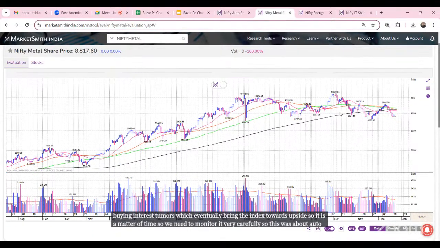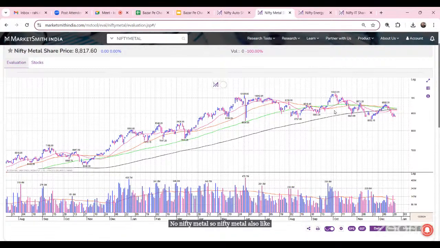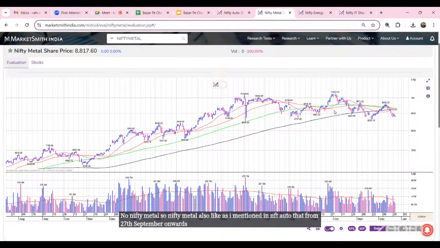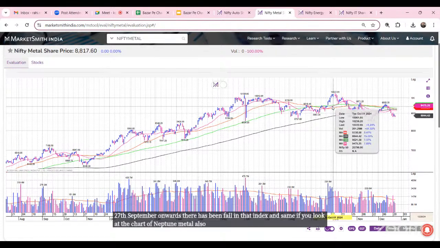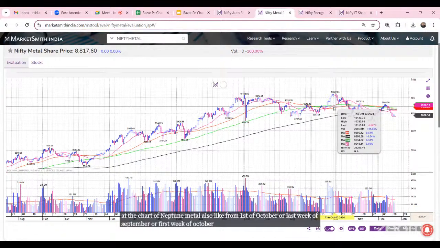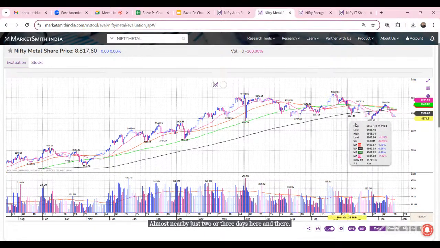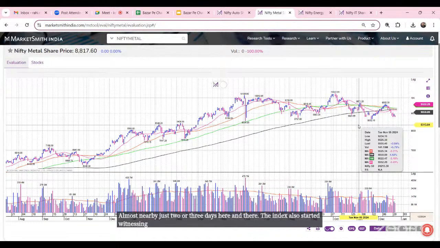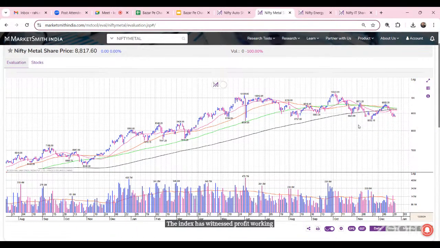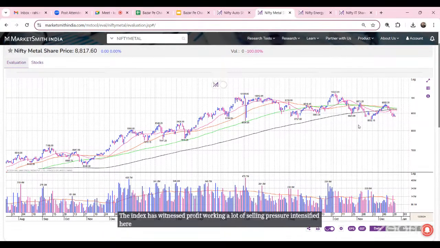Now, Nifty Metal. As I mentioned in Nifty Auto, from 27th September onwards there has been a fall in that index. And if you look at the chart of Nifty Metal also, from the last week of September or first week of October, almost nearby, just 2 or 3 days here and there, the index has also started witnessing a downfall. The index has witnessed profit booking, a lot of selling pressure intensified here, and the index has breached all its DMAs. We can see the 21 DMA short term, even the 50 DMA, 100 DMA, followed by its 200 DMA as well.